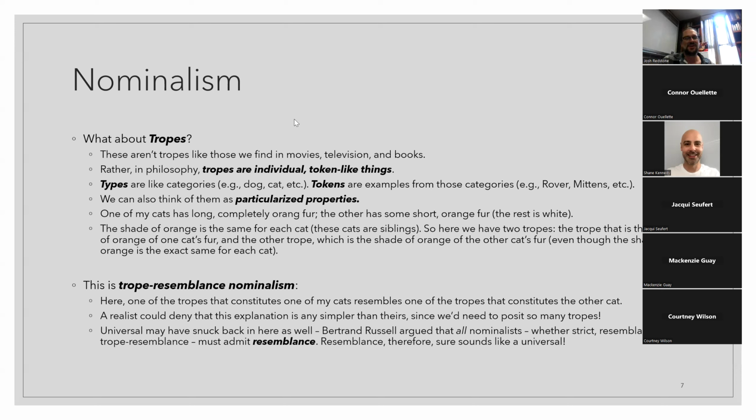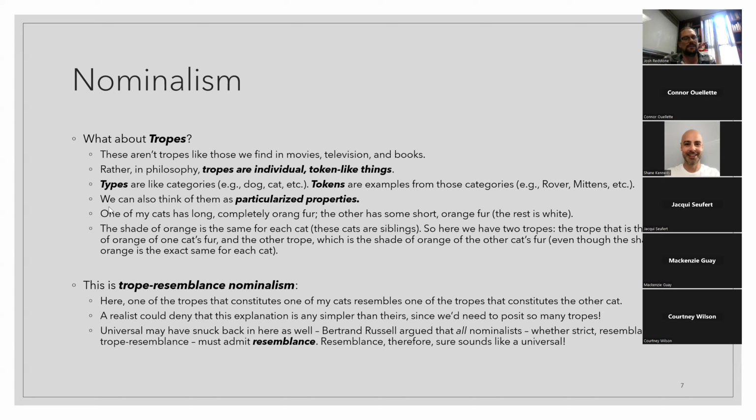So in philosophy, tropes are quite different. There's a sort of everyday usage of this word, which is what your examples are highlighting. And then in philosophy, there's the technical term, trope. I've heard tropes described as individual token-like things. So what is a token, you might ask?